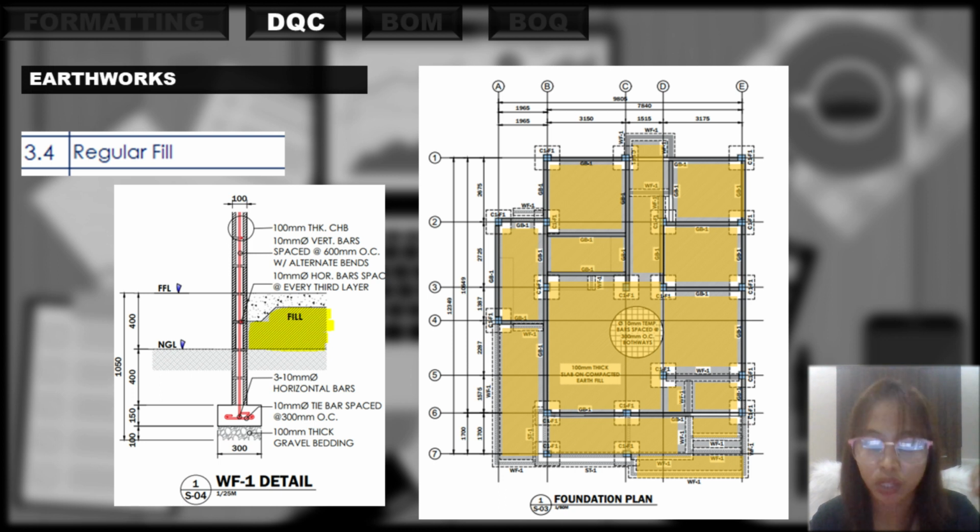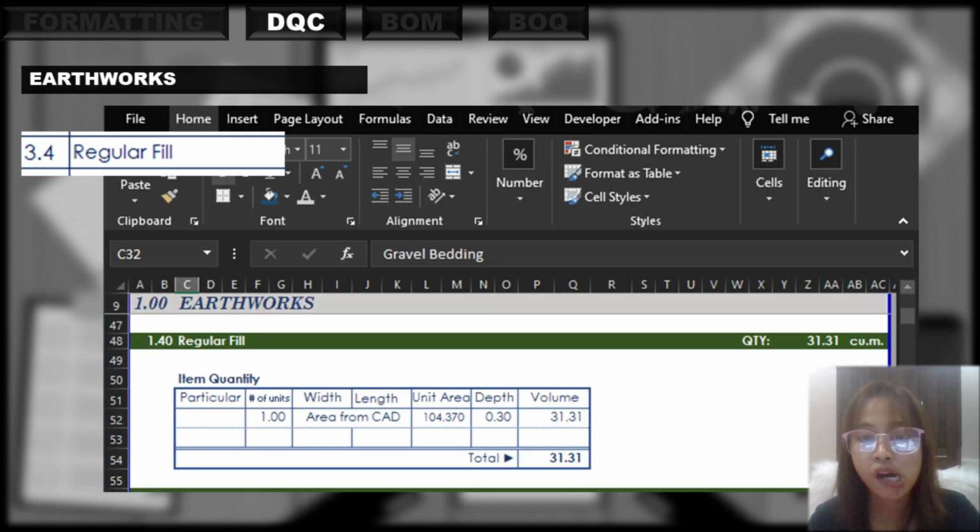For the regular fill, as per plan, we consider elevating the structure a bit higher at desired level than the natural ground level or NGL. As shown, we have a distance of 400 mm from NGL to FFL or finished floor line. We only consider 300 mm since the slab is 4 inches thick or 100 mm thick. Sample format computation is as shown.